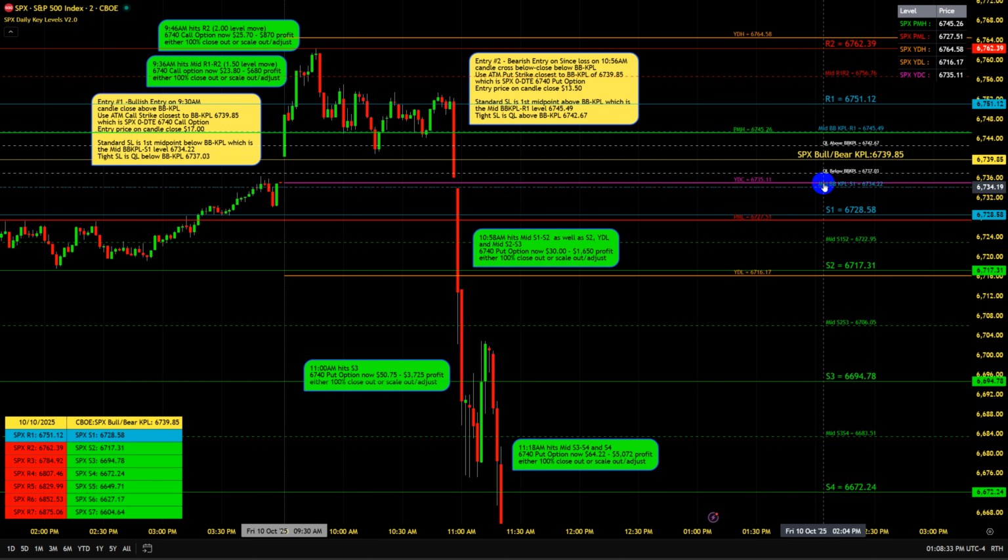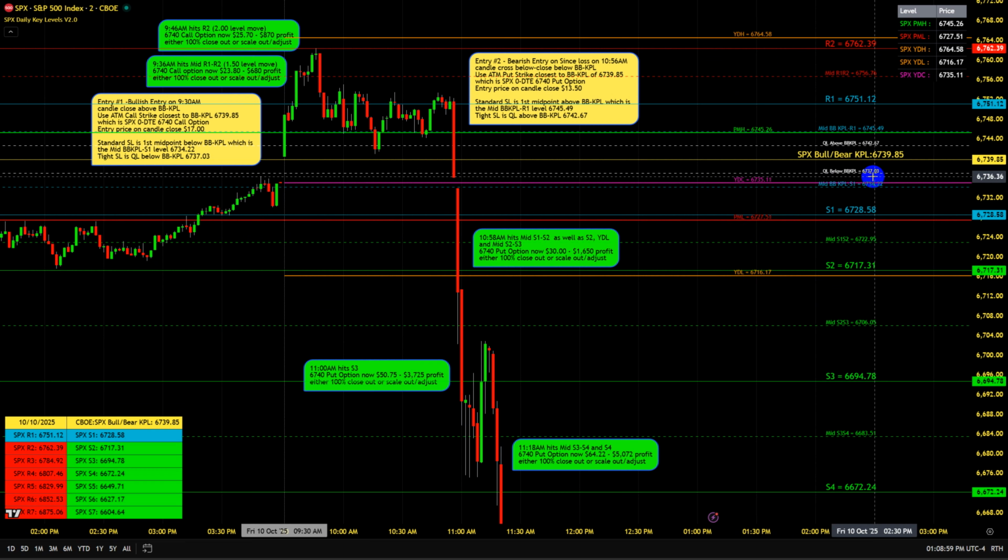Okay, so the other levels that you see here, you'll see that we also have midpoint levels between the main levels. So here's the midpoint level between R1 and R2. Here's a midpoint level between S1 and S2. Here's a midpoint level between the BBKPL and S1. Here's the midpoint between S2 and S3, etc.